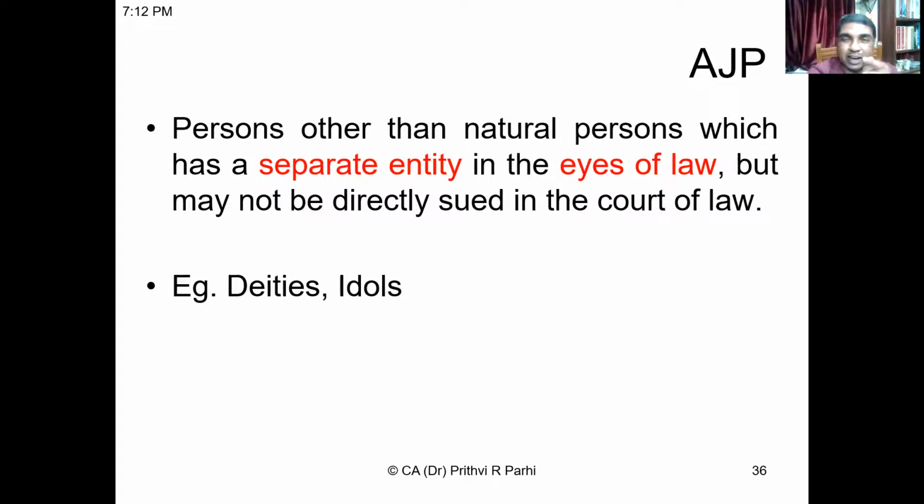Then the last category of person is artificial juridical person. These are persons other than natural persons which have a separate entity in the eyes of law, but may not be directly sued in a court of law. That means you cannot file a legal suit against them. They are not natural persons, but just like natural persons, they can be treated as a separate entity. They can own property, buy property, sell property, all these things they can do. For example, deities and idols are examples of artificial juridical person. You can take the example of Lord Tirupati, Lord Jagannath. They have their properties. So they are artificial juridical persons. Understood? These are the 7 categories of persons we have discussed earlier.